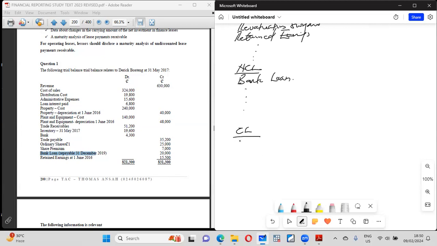CL, the things you know always are trade payable, then taxation. Something might come again, so you leave 2-3 spaces. So that is how you do that. You do all these things down. Then once you are done doing this, you now come and read the footnote.